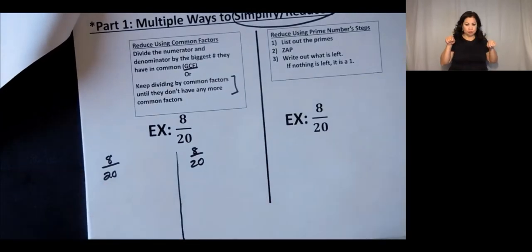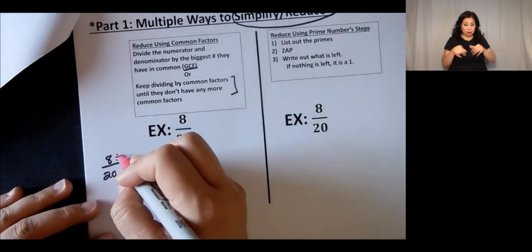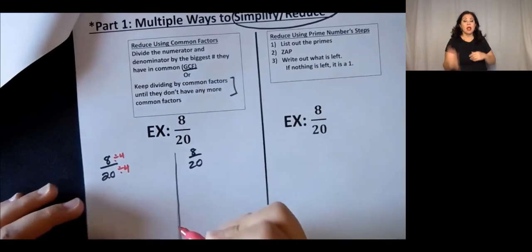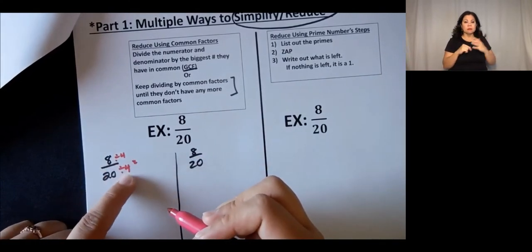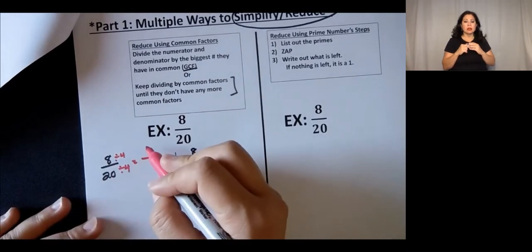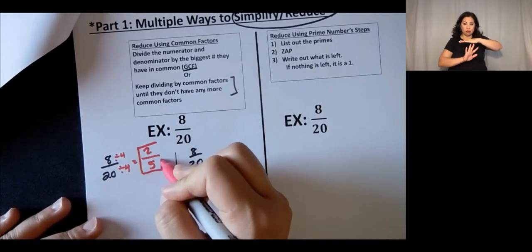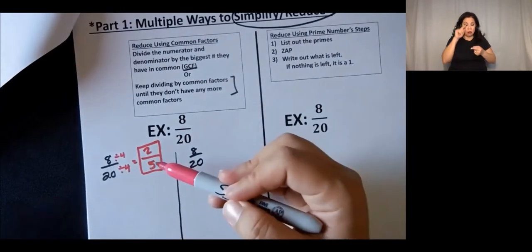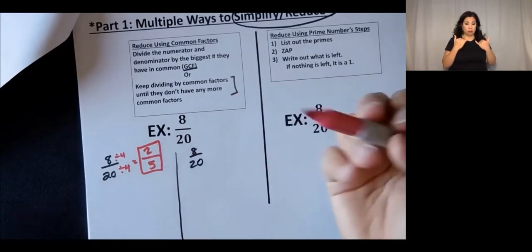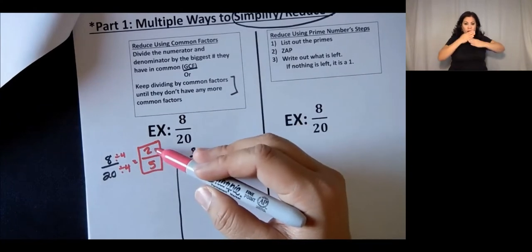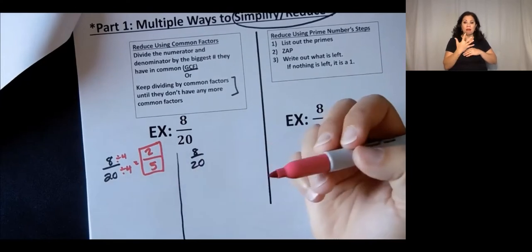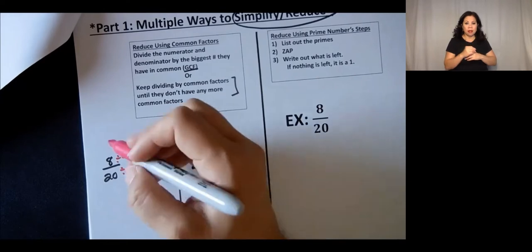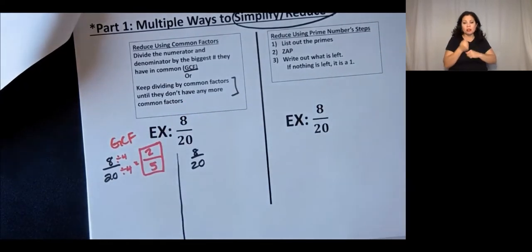Okay. So for 8 over 20, the biggest number they have in common that I know is 4. Meaning that if I divide by 4 top and bottom, so if I divide by 4 here in the numerator and divide by 4 here in the denominator, I'm going to get 2/5. And I went straight to my most simplified answer. At this point, they don't have any other factors in common. 2 is the only factor of 2, and 2 cannot go into 5. 5 is the only factor of 5, and 5 cannot go into 2. So this is using the GCF, the largest number they have in common.